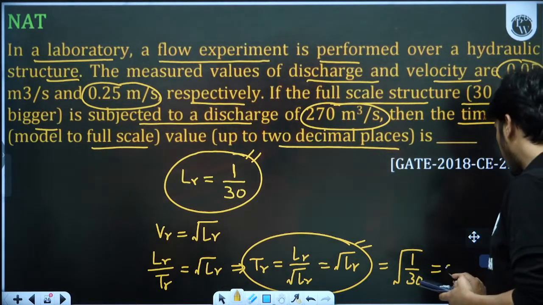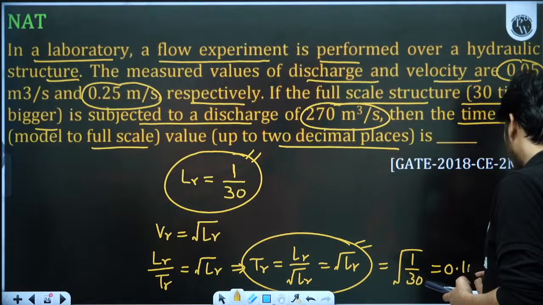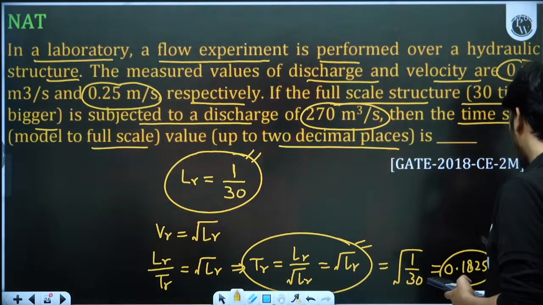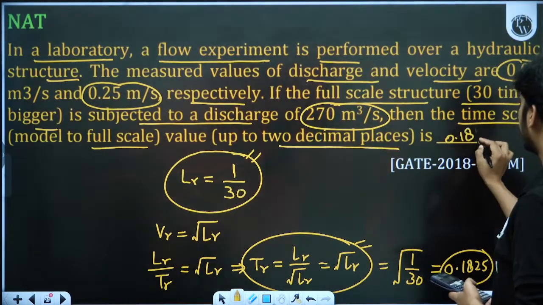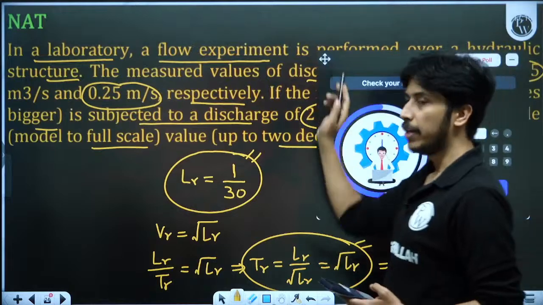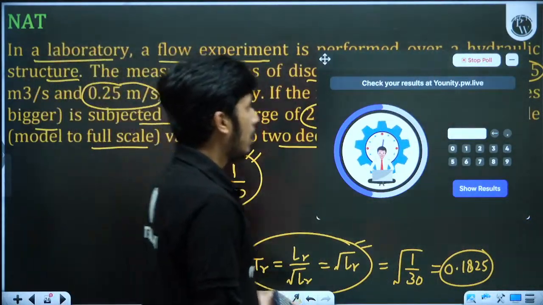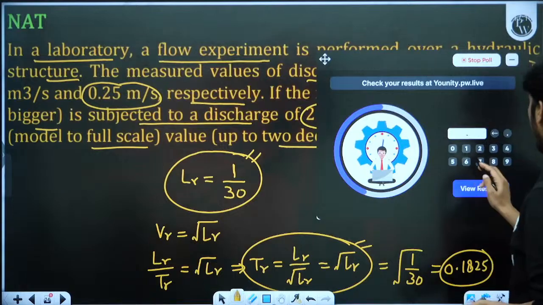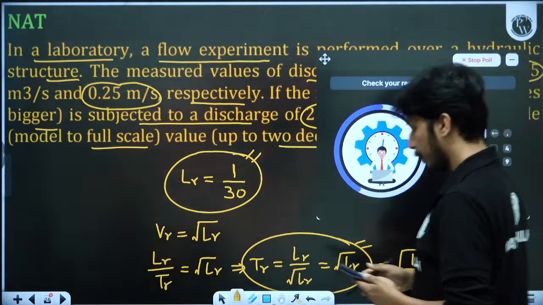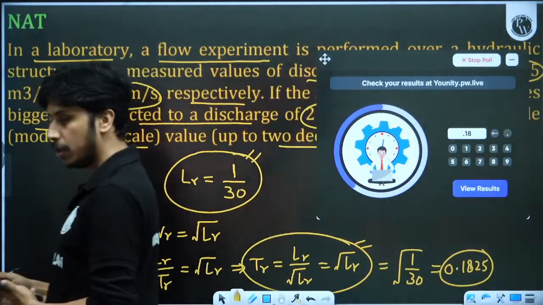So that will be 0.1825. We will give the answer as 0.18. Only the time ratio they are asking, so 0.18 will be the answer. Please give the answer so that we can see the poll.